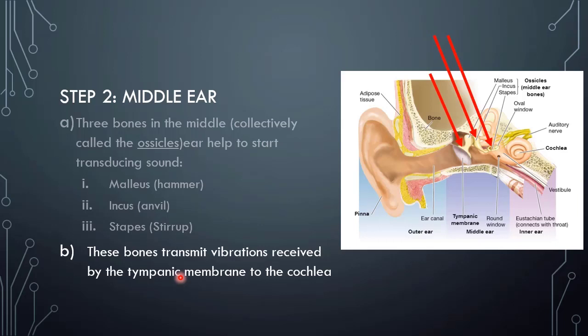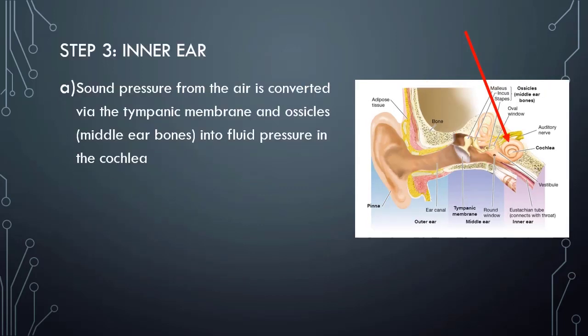And again, these bones are responsible for taking the signal from the tympanic membrane and basically transmitting it into the cochlea. So what happens here is that we're taking vibration and turning it into fluid pressure in the cochlea. The cochlea is filled with fluid, and when the tympanic membrane vibrates, it causes these bones to move, and they push the stapes in and out along with the vibration, and this is what causes pressure changes in the cochlea.